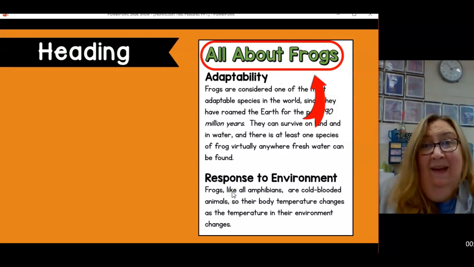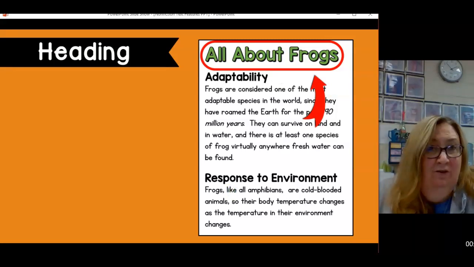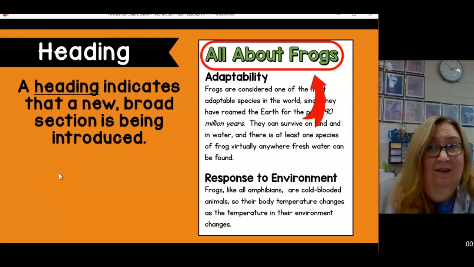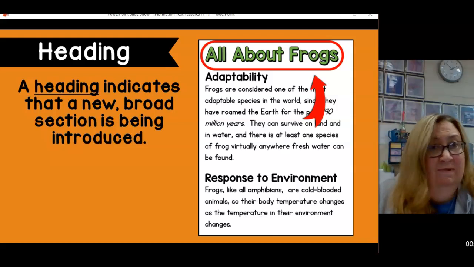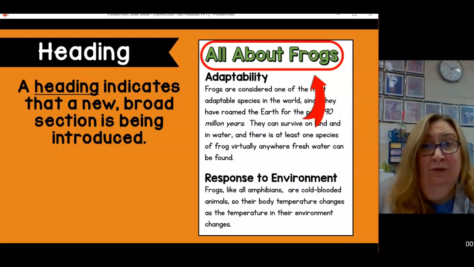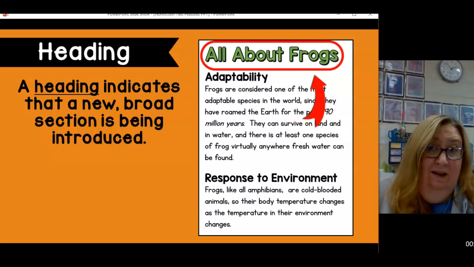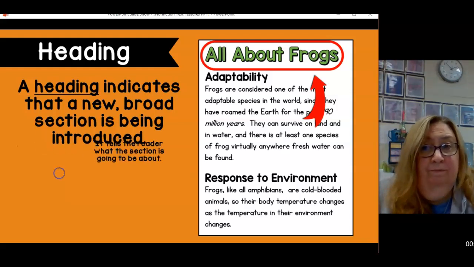Today we're going to talk about a heading. So let's consider this page in our frog book. Our heading on this page indicates that a new broad section is being introduced. Super broad, all about frogs. It's not specific. I can't tell you exactly what we're going to learn about, except for that it's going to be about frogs.